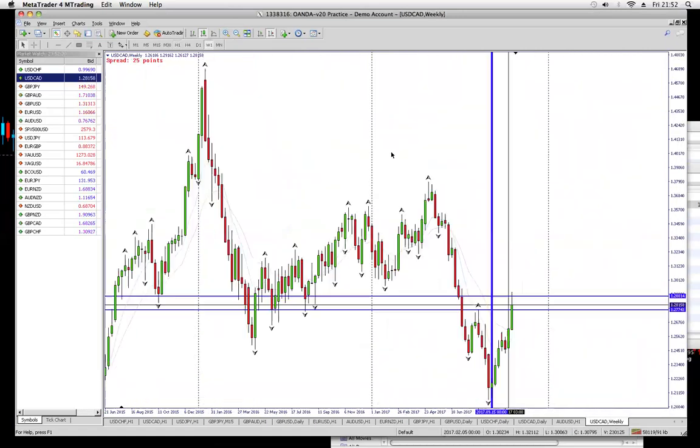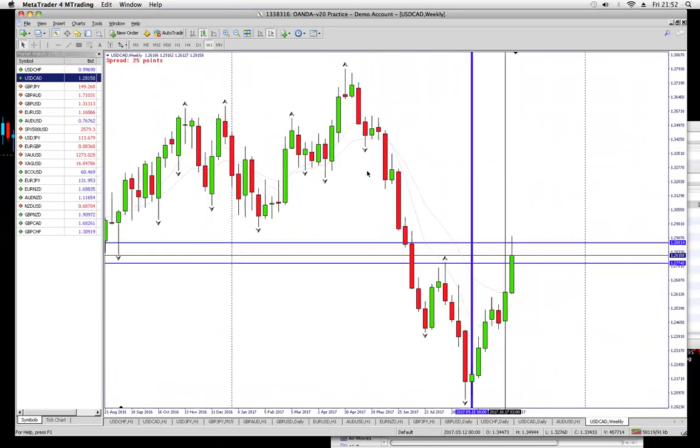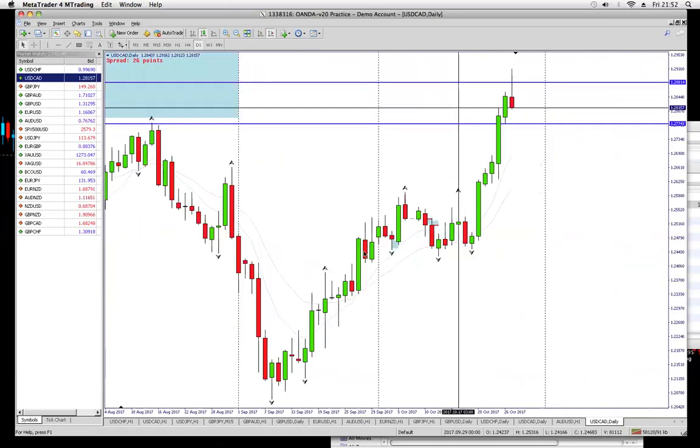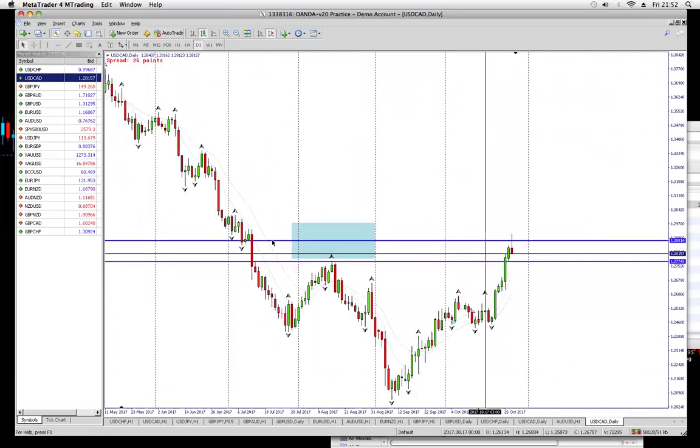So recap is we're going up. Well, it's not clear. We're going down on the weekly. With that in mind, it's probably done its job here. And it's probably going to reverse now.